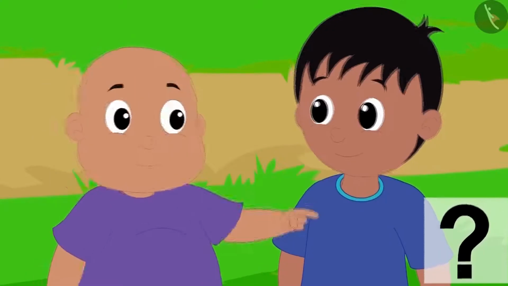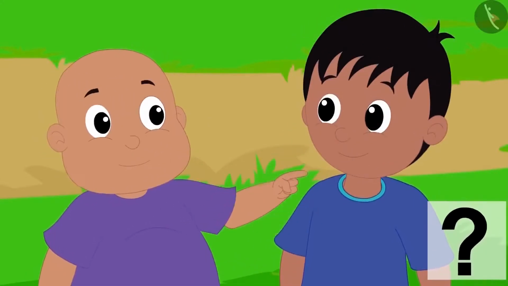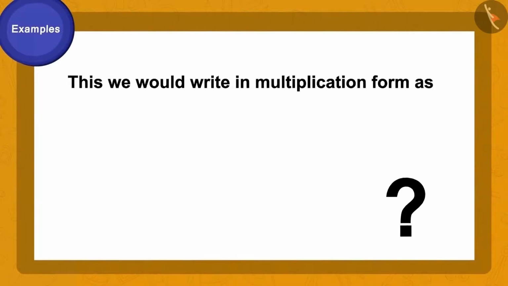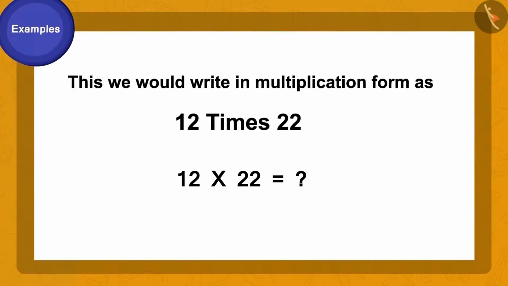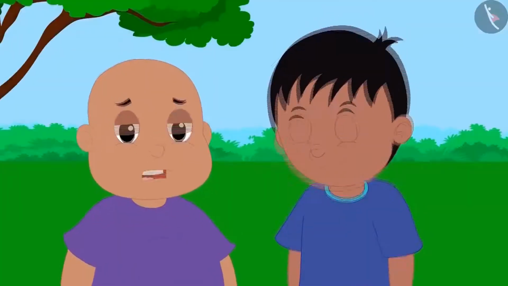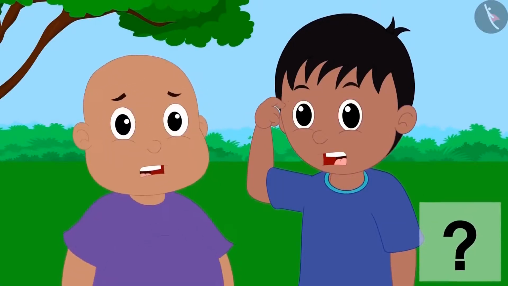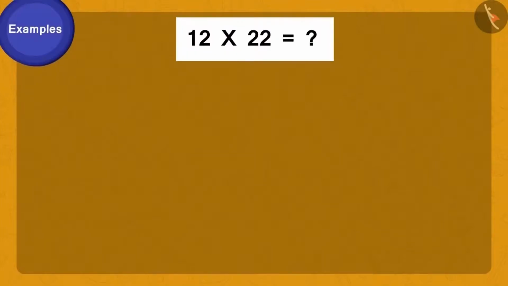Children, can you find the answer to Raju's question? At a time, 22 people can sit in it. And the Ferris wheel operates 12 times a day. How do we write this in the form of multiplication? 12 times 22. But we have only learned to multiply a two-digit number with a single-digit number. How do we calculate this now? Come, let us learn to multiply two two-digit numbers.